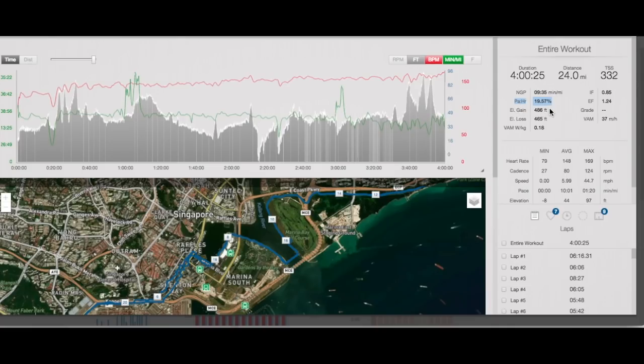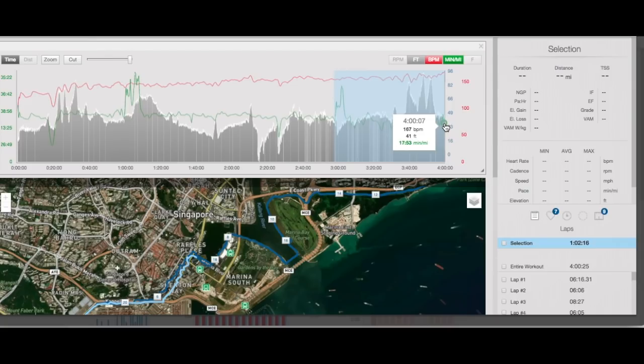The pace and the heart rate became decoupled as he went on. So this is showing me the whole workout, all 4 hours, 24-mile run. But what's interesting is I can also look at sections. So I may look at just the last hour, say from 3 to 4, and I can see what the average heart rate and pace were during that time.